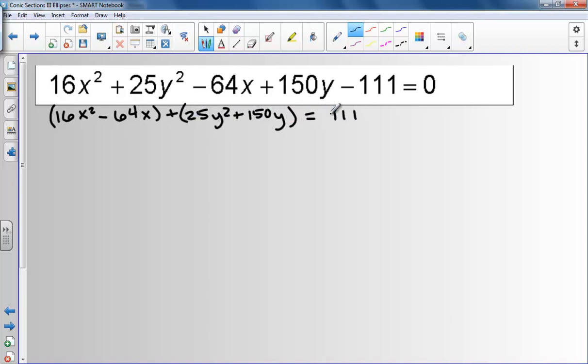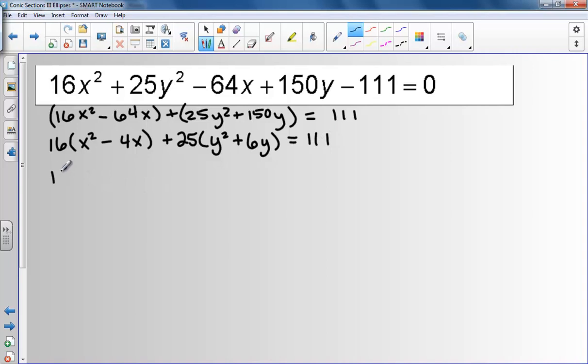So you notice the only thing that changed sign here was my 111, because that's the only thing that actually changed positions in my equation. Everything else I just regrouped on this side. It was already here. So I'm going to factor out 16 here. So I have x squared minus 4x, and I'm going to factor out 25 here. So I get 25 times y squared plus 6y is equal to 111.